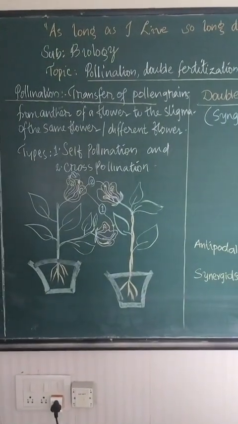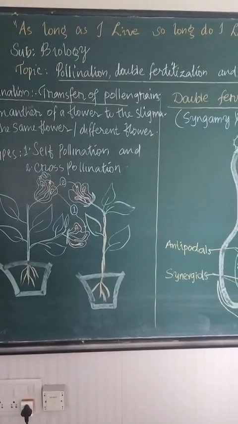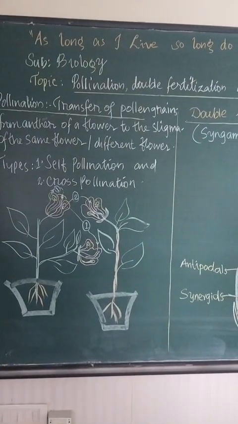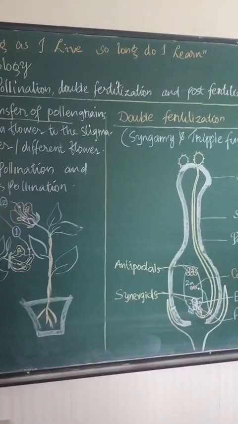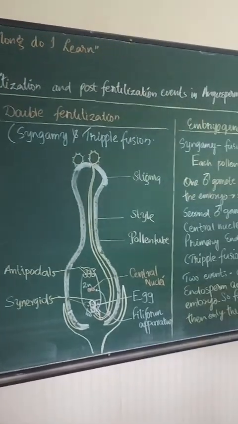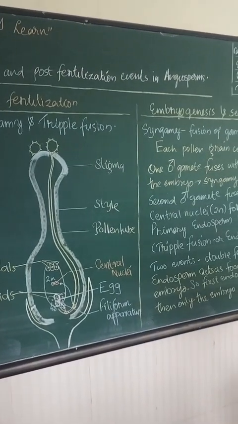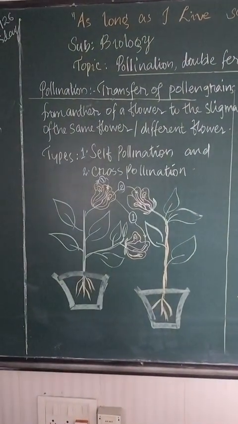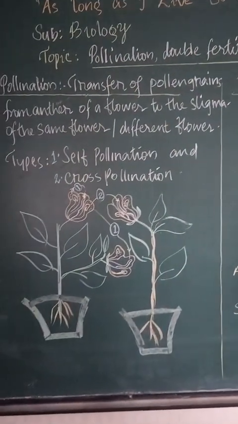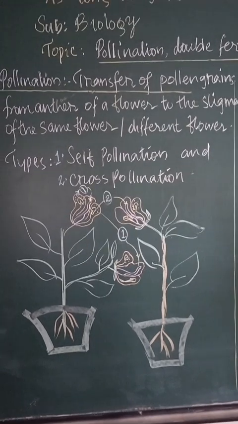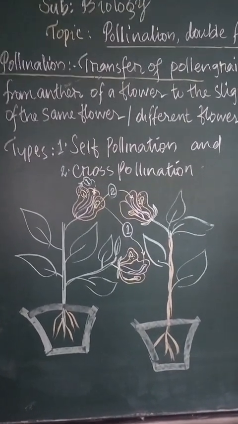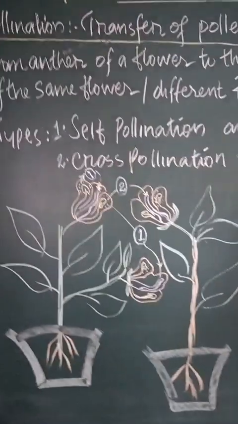Today we will be discussing some important events in the life of a bisexual flower: the pollination, double fertilization and post-fertilization events in angiosperms. In the last class we studied the pollen grain structure. Today we will be discussing pollination. The transfer of pollen is called pollination in plants, where there are two types: self-pollination and cross-pollination.